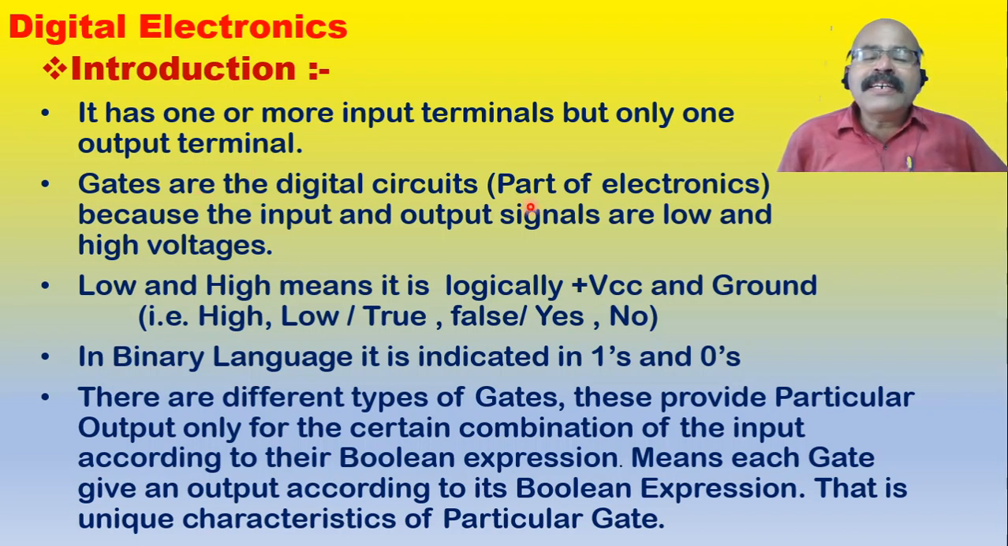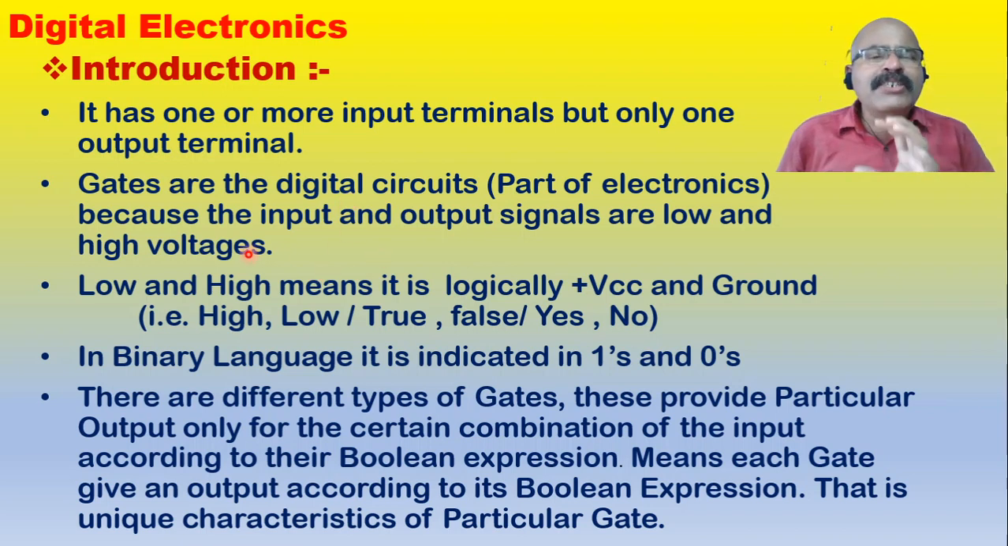Gates are digital circuits. Digital means it is a part of electronics; it is the advancement of electronics. A gate is a digital circuit because the input and output signals are low or high voltages. In digital electronics there are two binary digits, 1 and 0. 0 means the absence of the signal or a low signal, and 1 means the presence of the signal or a high signal.